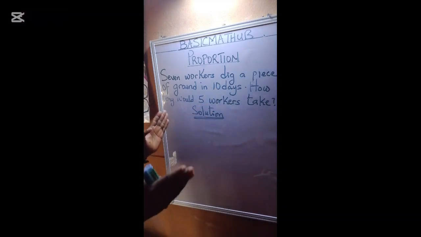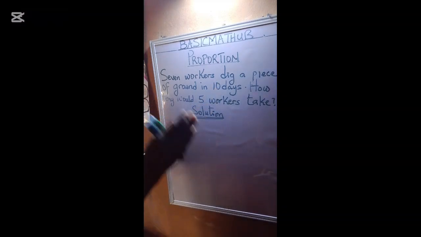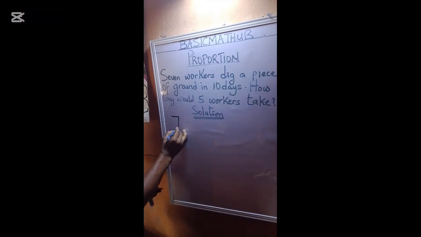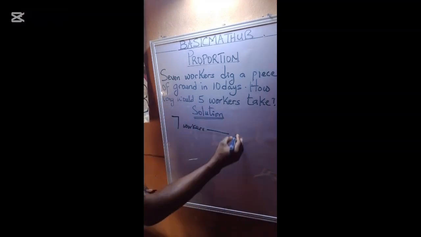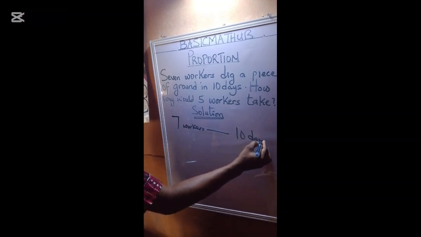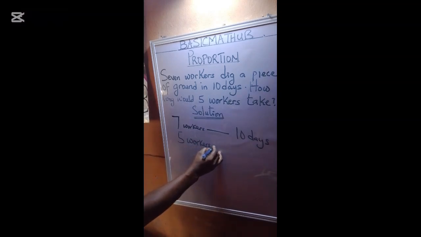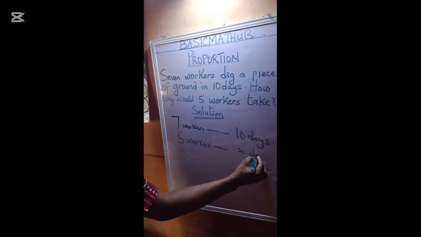In inverse proportion, the two variables go opposite. When one variable increases, the other decreases, and when one decreases, the other increases. So let's consider this question. 7 workers dig a piece of ground. They dig it in how many days? In 10 days. It said, how long will 5 workers take? So let's have it as x days.